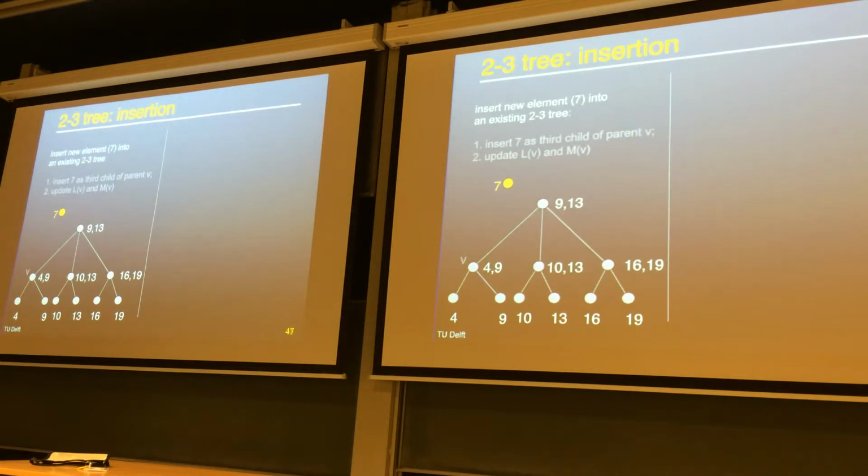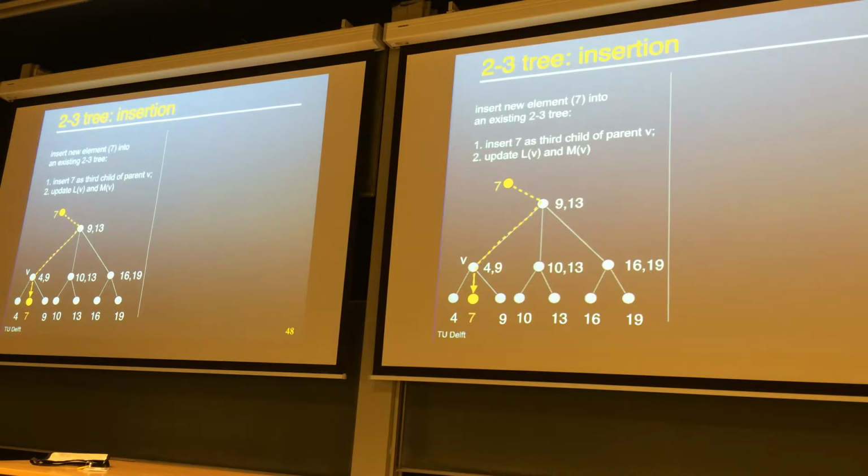Yeah? So you descend here, so you end up here with the path, you know that this is larger than 4, so it should occur here in the middle. Yeah? So between 4 and 9. And you are happy because now 7 can be simply added to this parent, because a parent is allowed to have more than 2 children.